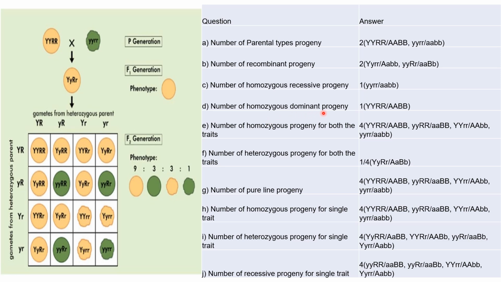And homozygous dominant progeny: in the first row, in the first block, we actually have the combination, so it is given as 1. And then number of homozygous progeny for both the traits. So diagonally, if we look into this particular Punnett square, the dominant trait is there, and for one trait it is recessive, that is for color green, then round, then again here yellow and wrinkled, then again here green and wrinkled. So diagonally all these 4 combinations are actually taken, so it is actually 4.